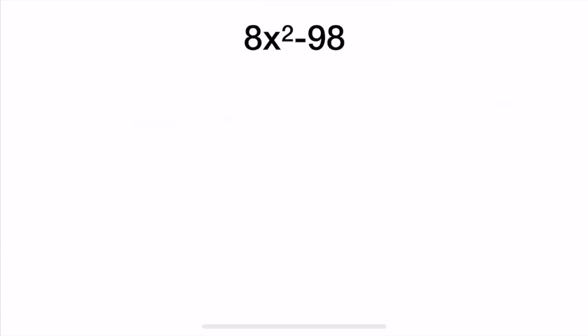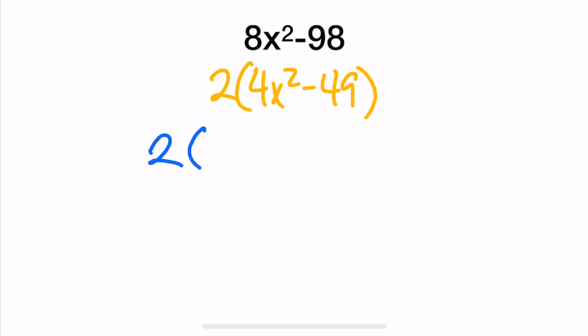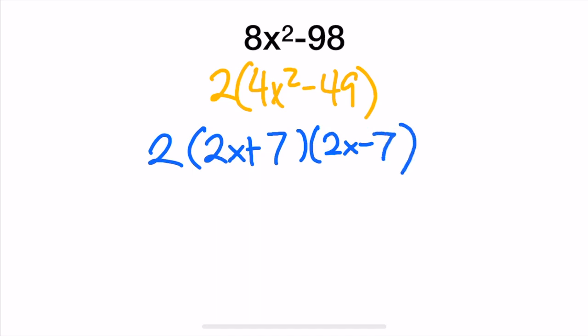Now let's try another one. Ooh, this one's a little bit more difficult. So the first thing I have to do is look and see, do I have any common factors? Well, I know I have at least a common factor of 2. So 2 times, let's see, 4x² minus, in this case, 98 becomes 49. All right, 49 and 4 do not have any common factors, so I think we're good. So it becomes 2 times, let's see, the square root of 4 is 2, so (2x + 7)(2x − 7). In this case, the square root of 49 is, once again, 7. So there we go.